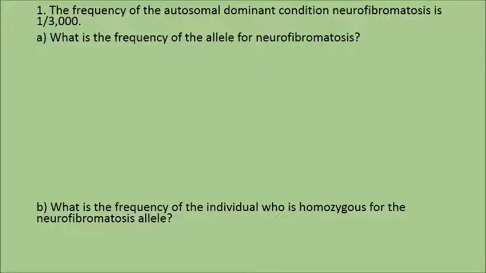The frequency of the autosomal dominant condition neurofibromatosis is 1 in 3,000. What is the frequency of the allele for neurofibromatosis? Okay, so we start off with the Hardy-Weinberg equilibrium equation. We have p squared plus 2pq plus q squared equals 1. And for the dominant portion of that, we have p squared plus 2pq equals 1 in 3,000.